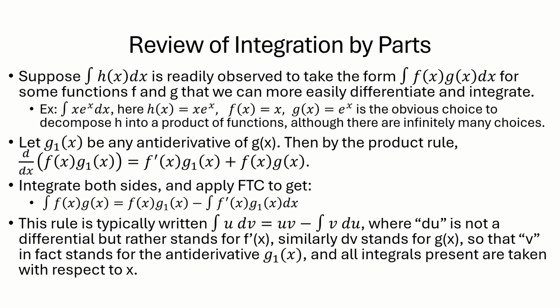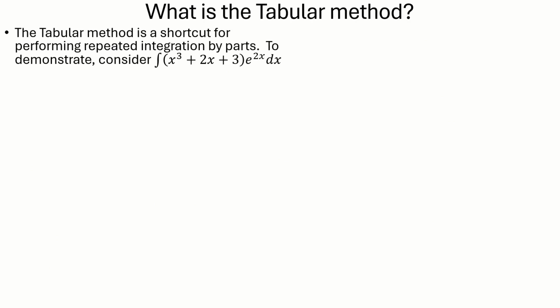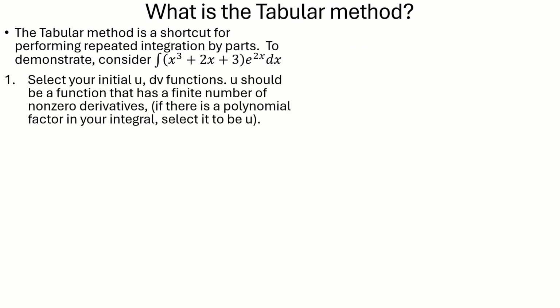Now that we have that out of the way, what is the tabular method? The tabular method is a shortcut for performing repeated integration by parts. Consider the integral of x cubed plus 2x plus 3 times e to the 2x dx. To begin the tabular method, select our initial u and dv functions. Ideally, u should be a function that has a finite number of non-zero derivatives. If you see a polynomial factor in your integrand, you should select it to be u. That's what we'll do in this case, and dv will be e to the 2x.